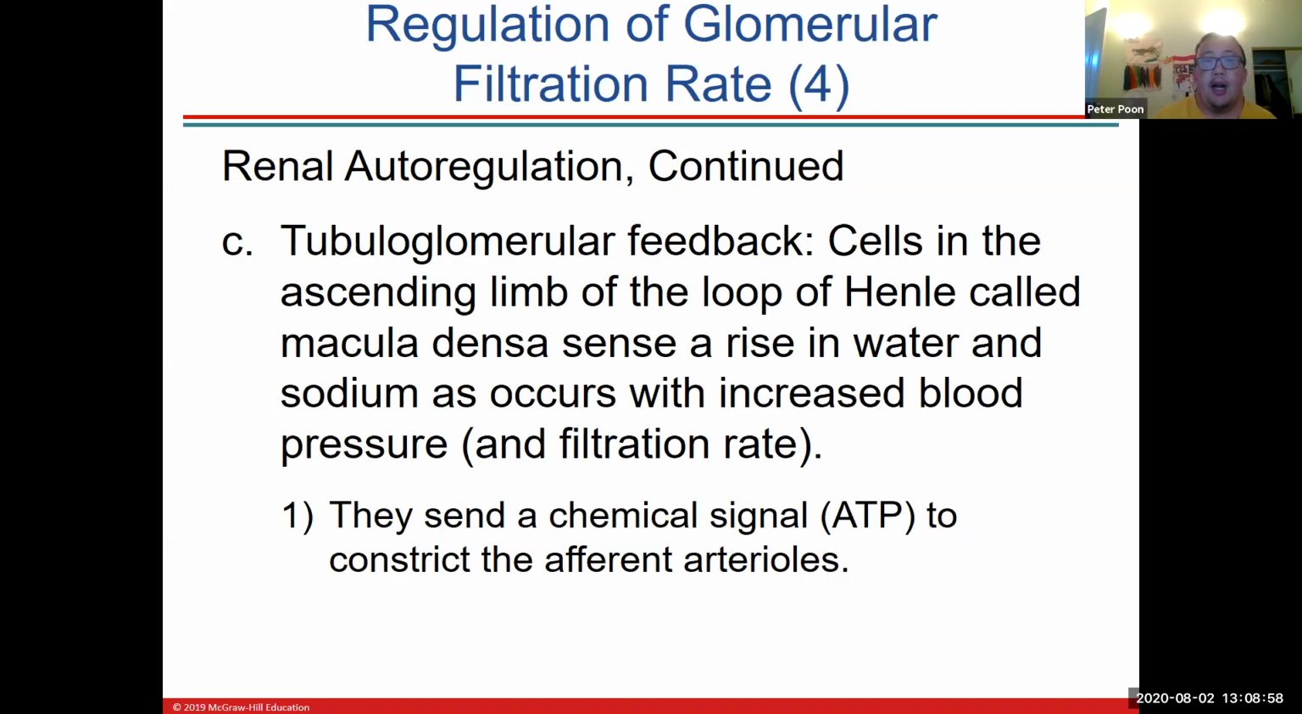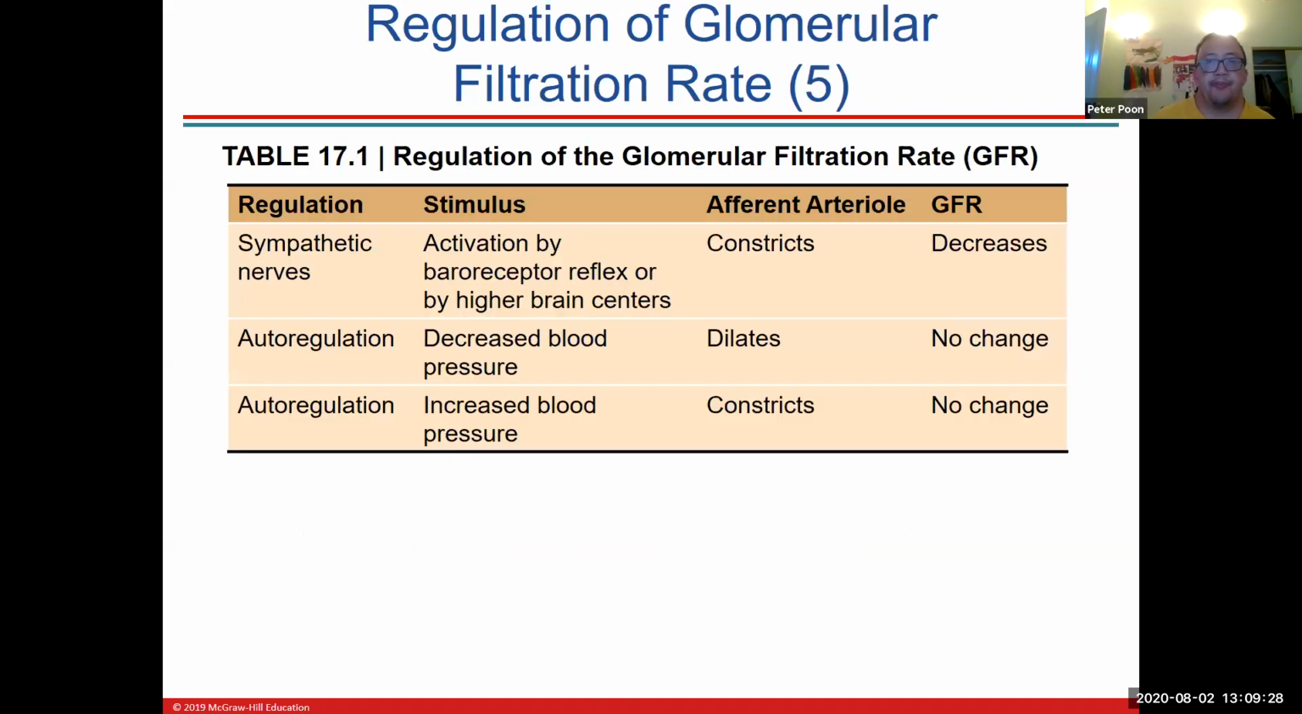Included in the ascending loop of Henle is an area called the macula densa, where a rise in water and sodium occurs when there's an increased blood pressure. They send a signal to constrict the afferent arterioles, so the amount of blood going in is about the same all the time.